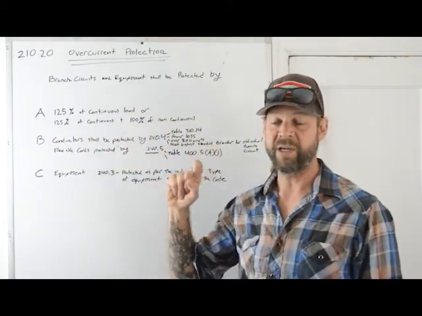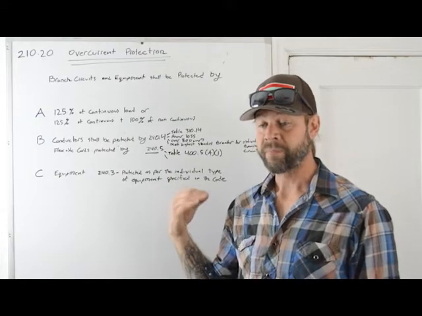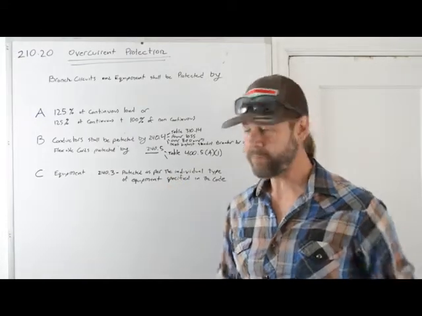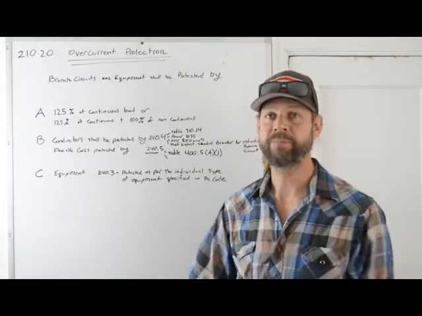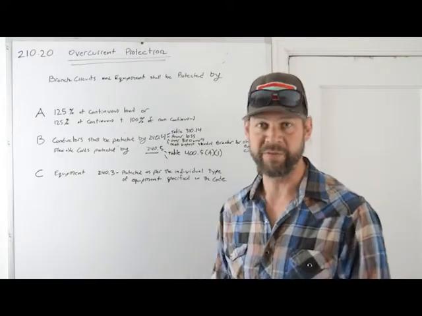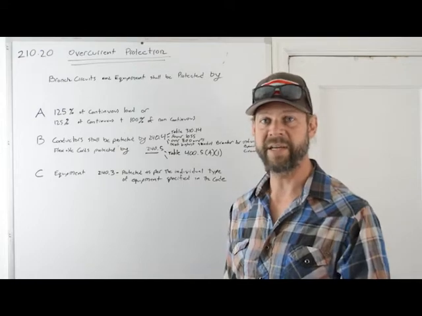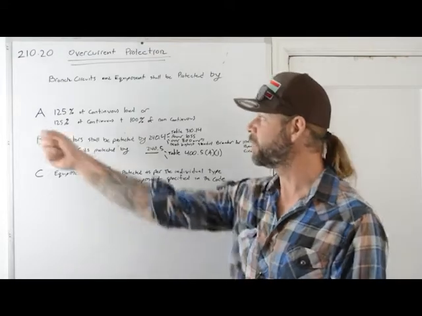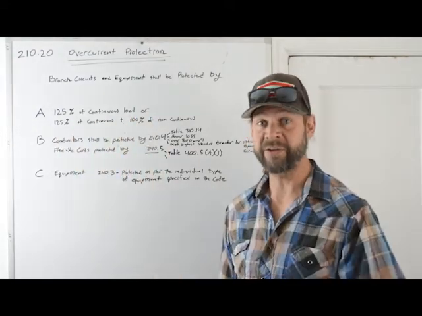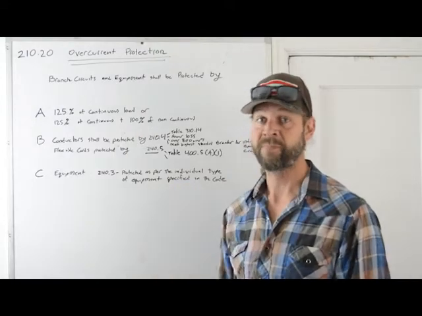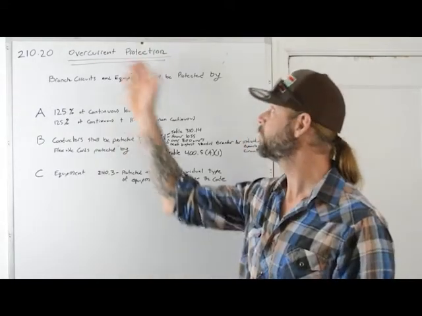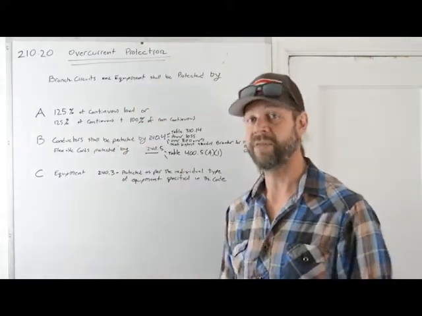If you have a branch circuit that feeds a heater and a pump, and your pump only runs for 10 or 15 minutes at a time, that'll be a non-continuous pump. But your heater runs all day and all night, that'll be a continuous heater. It'll be 125% of the rating of that heater plus 100% of the rating of that pump. That'll be your overcurrent protection rating for that.